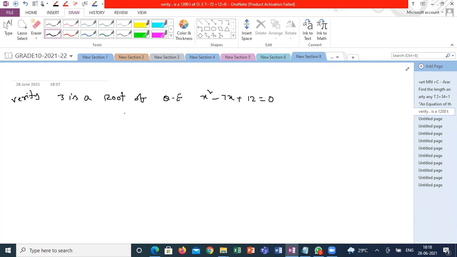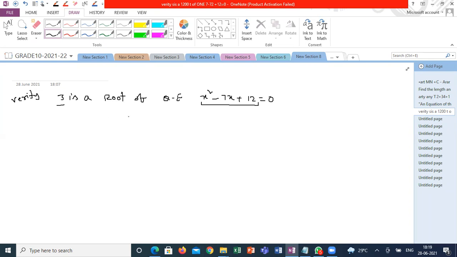How can we verify? What is the definition of a root? Substitute the given root in the given quadratic equation. If it satisfies the equation, the left-hand side expression should be equal to 0. Then you can say 3 is the root of the given quadratic equation.